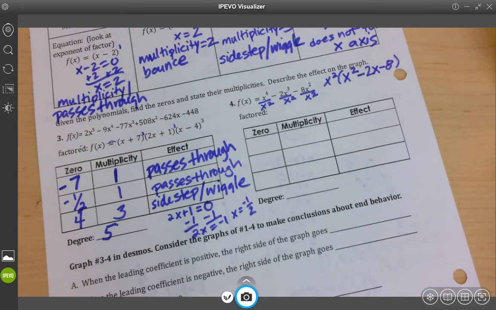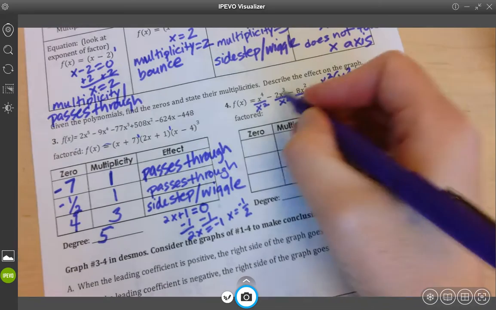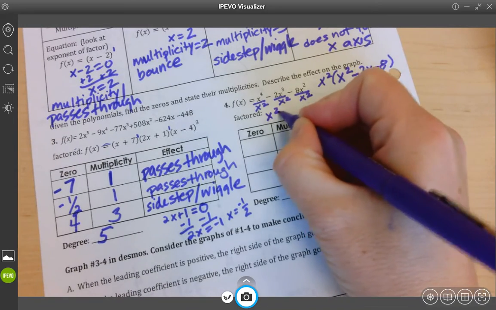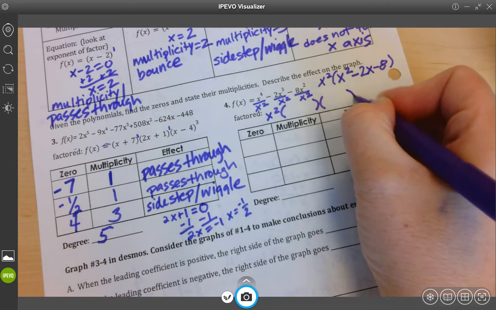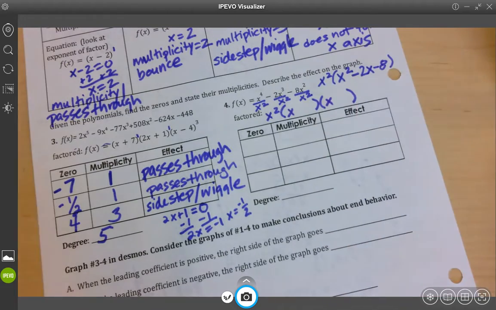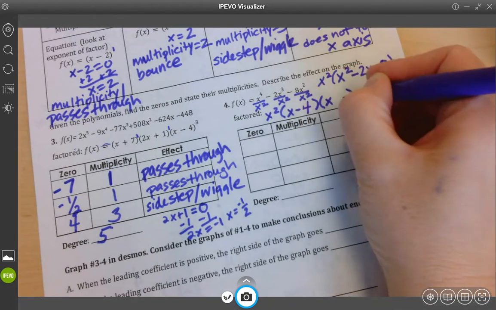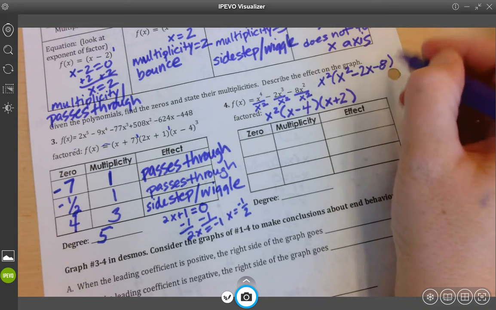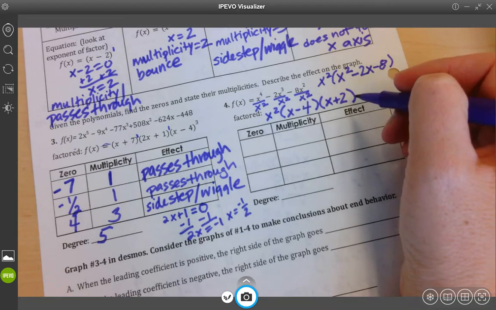So first step was to take out the common factor, and then what you guys were getting to before, I have to find the numbers that multiply to negative 8 and add to negative 2. What are those numbers? Multiply to negative 8 and add to negative 2. So negative 4 and positive 2, they multiply to negative 8, they add to negative 2. So now I've got my factored form.